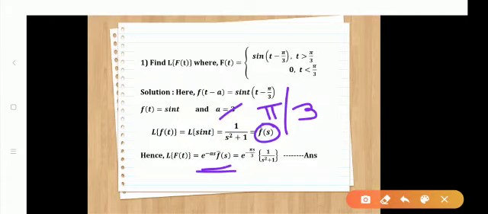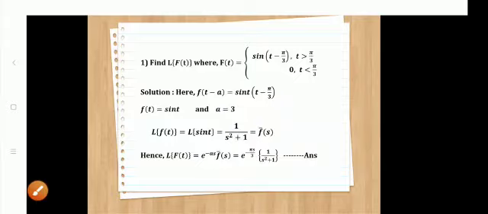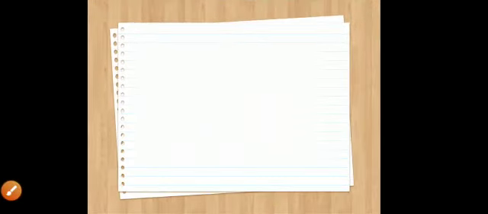So this example is very simple, and such type of examples are not frequently asked in the question paper university exam, but they may be asked in MCQs very rarely. So you should be ready with this theorem application also. Okay, next example we will see.